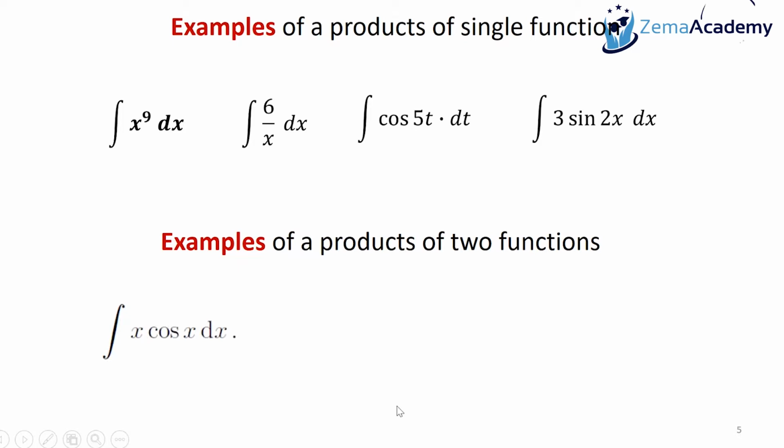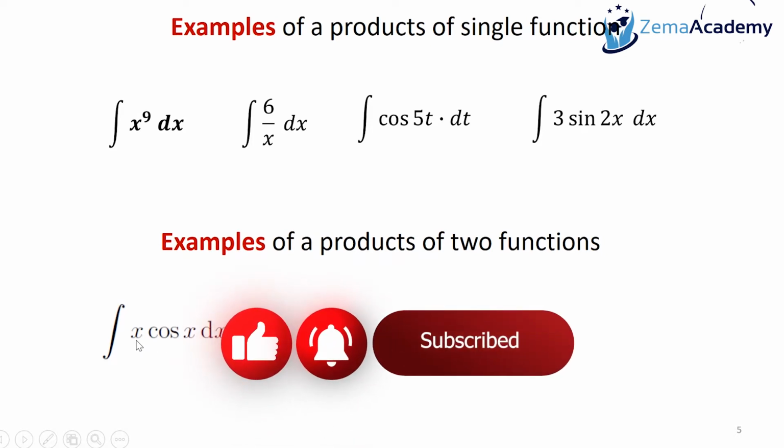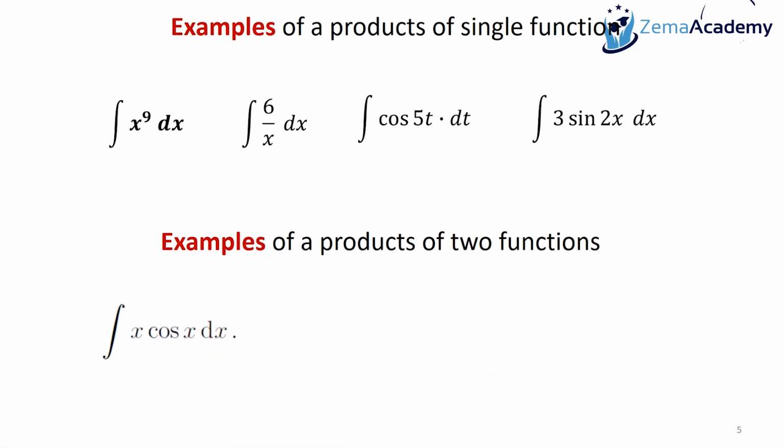So let's come over here. Right now on the screen, you can see that we are required to integrate x cos x dx. We need to integrate this x with respect to dx and we need to integrate this cos x with respect to dx. So there are two separate functions. x is one function, a linear function, and cos x is another function, a trigonometric function. So this is an example of a product of two functions. Okay?